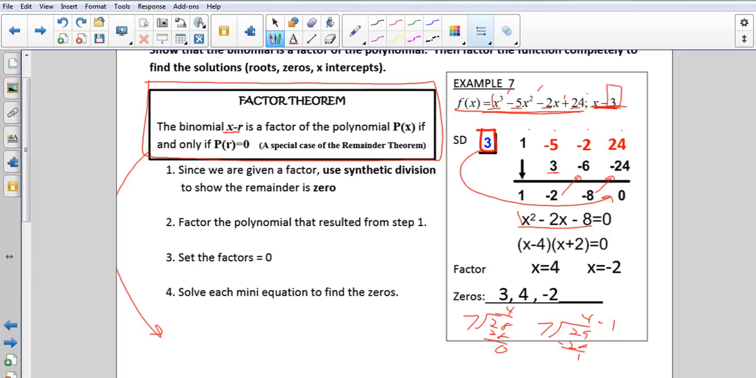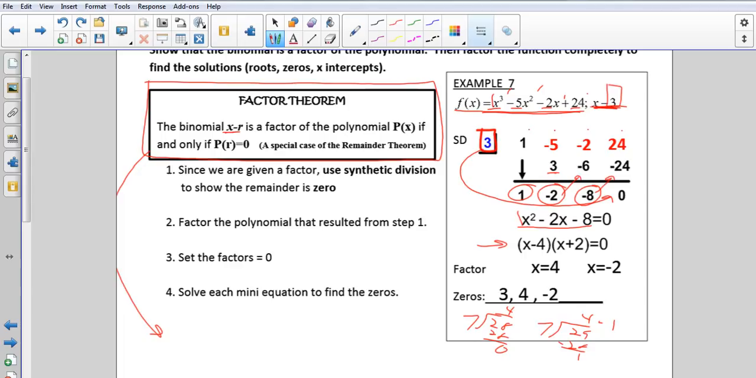1x squared minus 2x minus 8. And we said that was our answer. Well, now we're going to take that, set it equal to 0, and factor. So here it is factored. X times x is x squared. We get negative 4x and positive 2x in the middle that join together to be negative 2x. And negative 4 times 2 is negative 8. Then we set each of these equal to 0 and solve and get our answer.